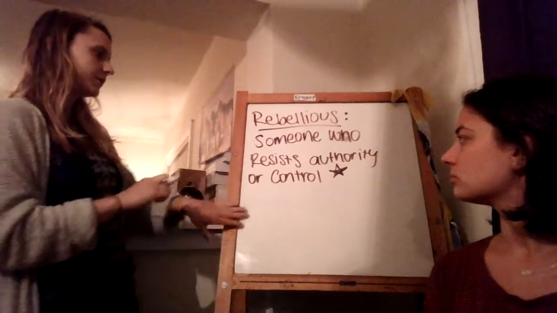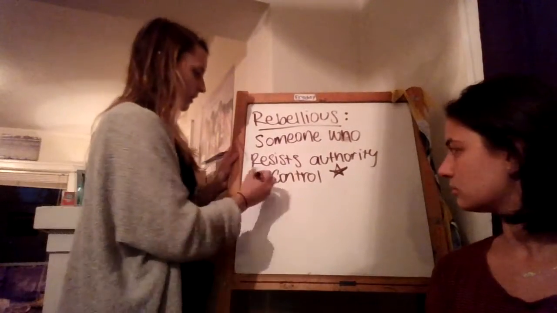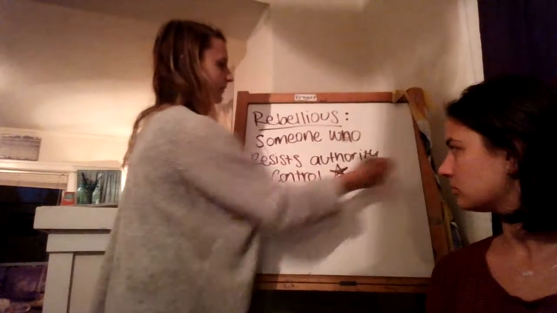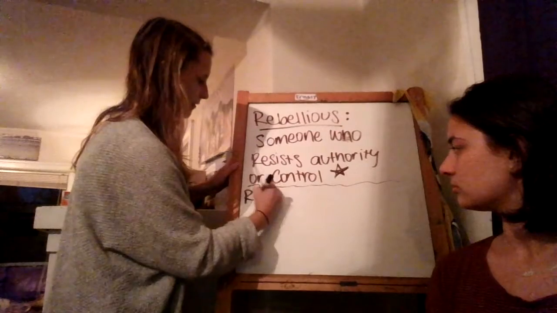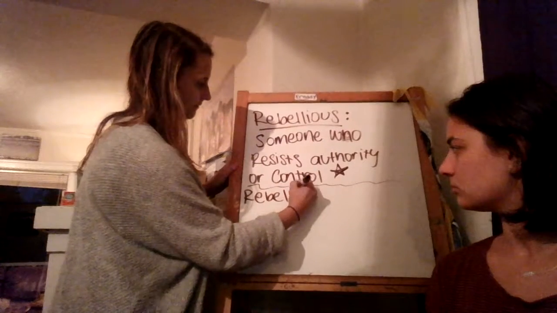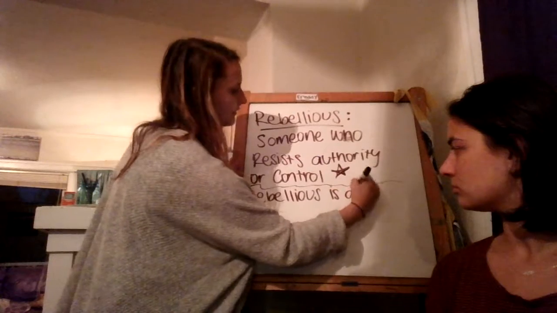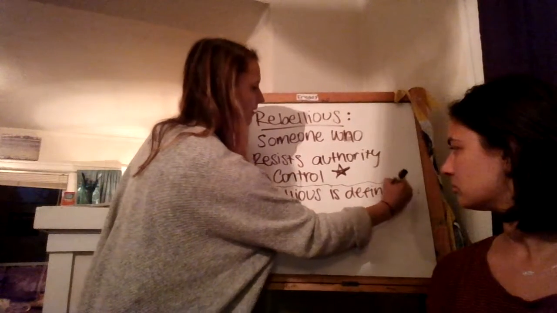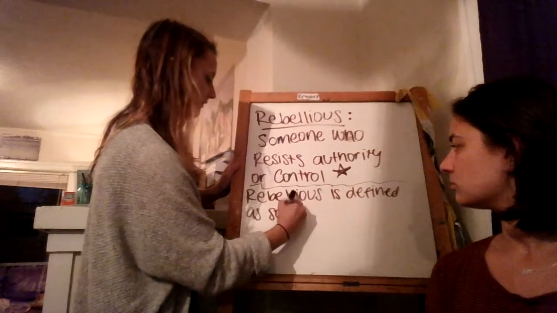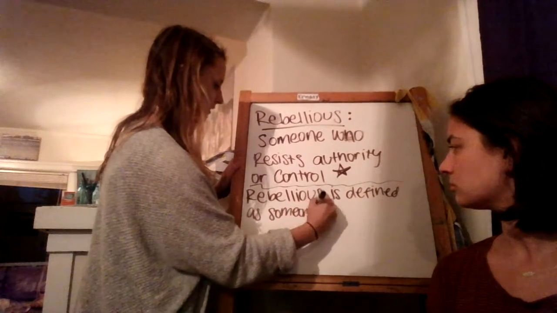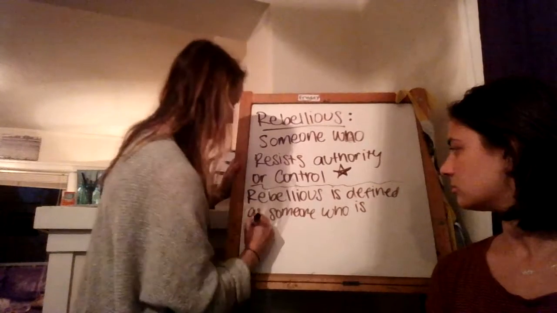So I am going to write an example of a bad definition. So a bad definition would be: rebellious is defined as someone who is rebellious.